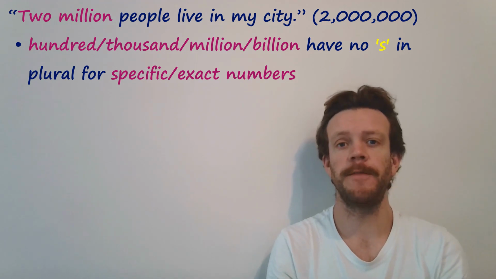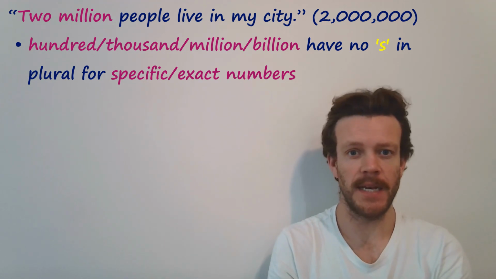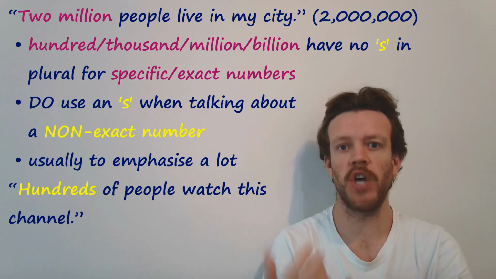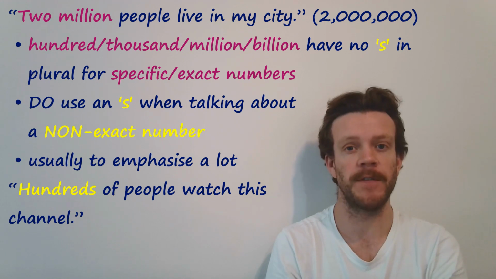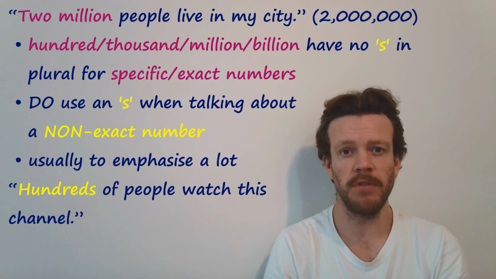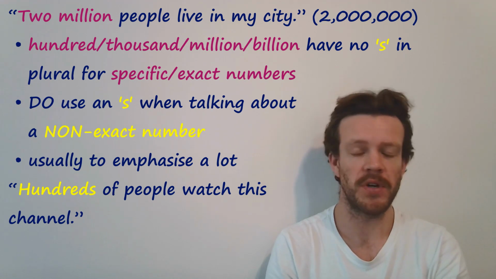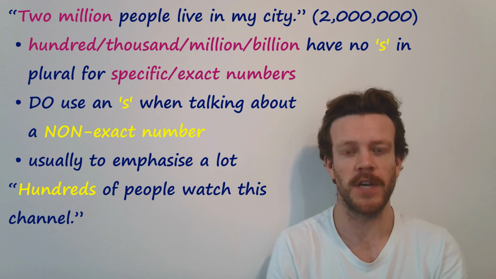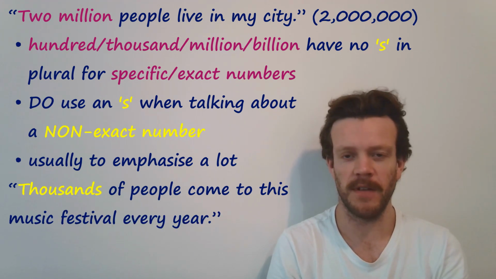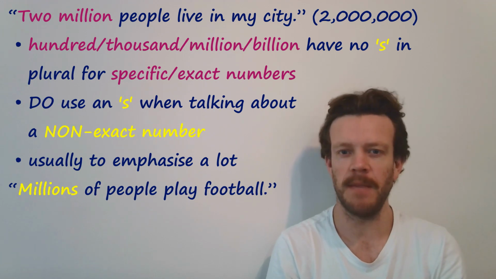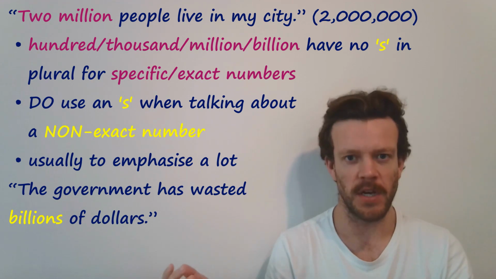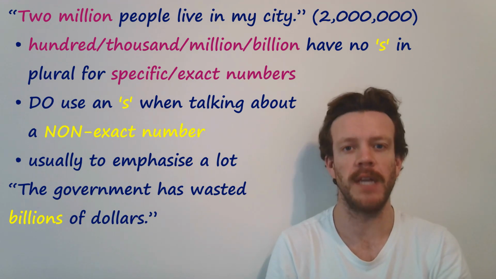However, that's only for specific exact numbers. If you're using it in a non-exact, general way, usually to emphasize a lot, it does have an S. For example, hundreds of people watch this channel, hopefully in the future thousands, then millions. Thousands of people come to this music festival every year. Millions of people play football, and the government has wasted billions of dollars. In those contexts, you need an S.